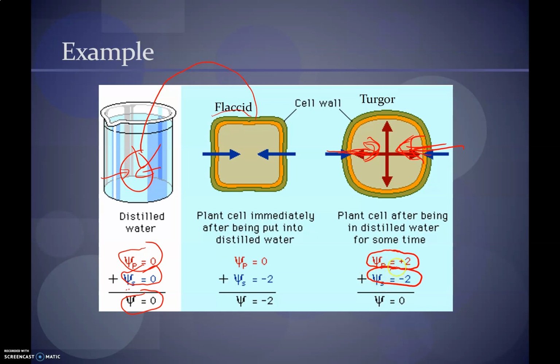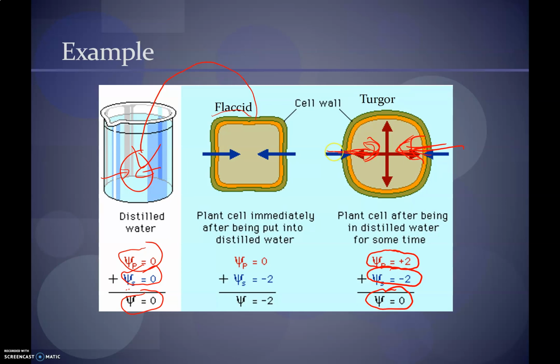The solute potential is always negative if there's stuff in there. And now the water potential of the cell is 0, because the pressure created by the water flowing in cancels out the solute potential. And I know this is a little bit confusing, but again, we want to get down to basics right now, and then we'll look more into this in class on Tuesday.